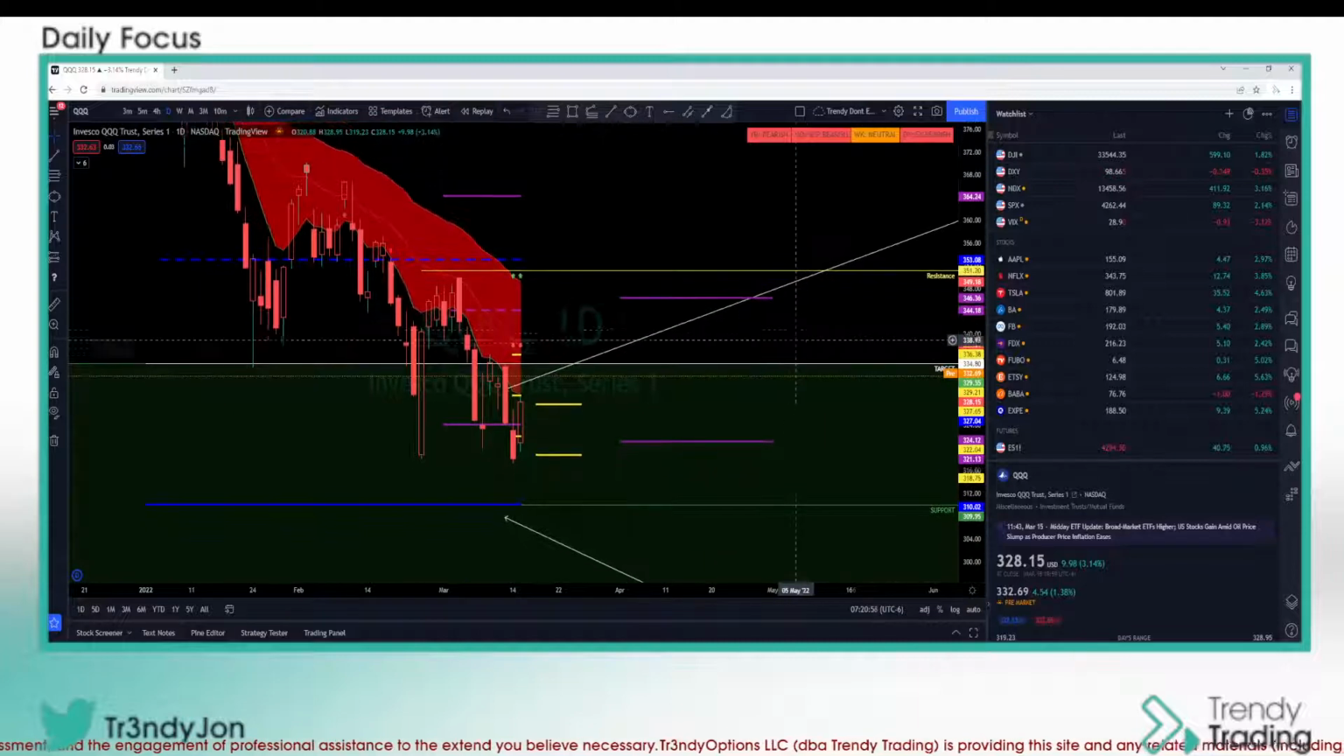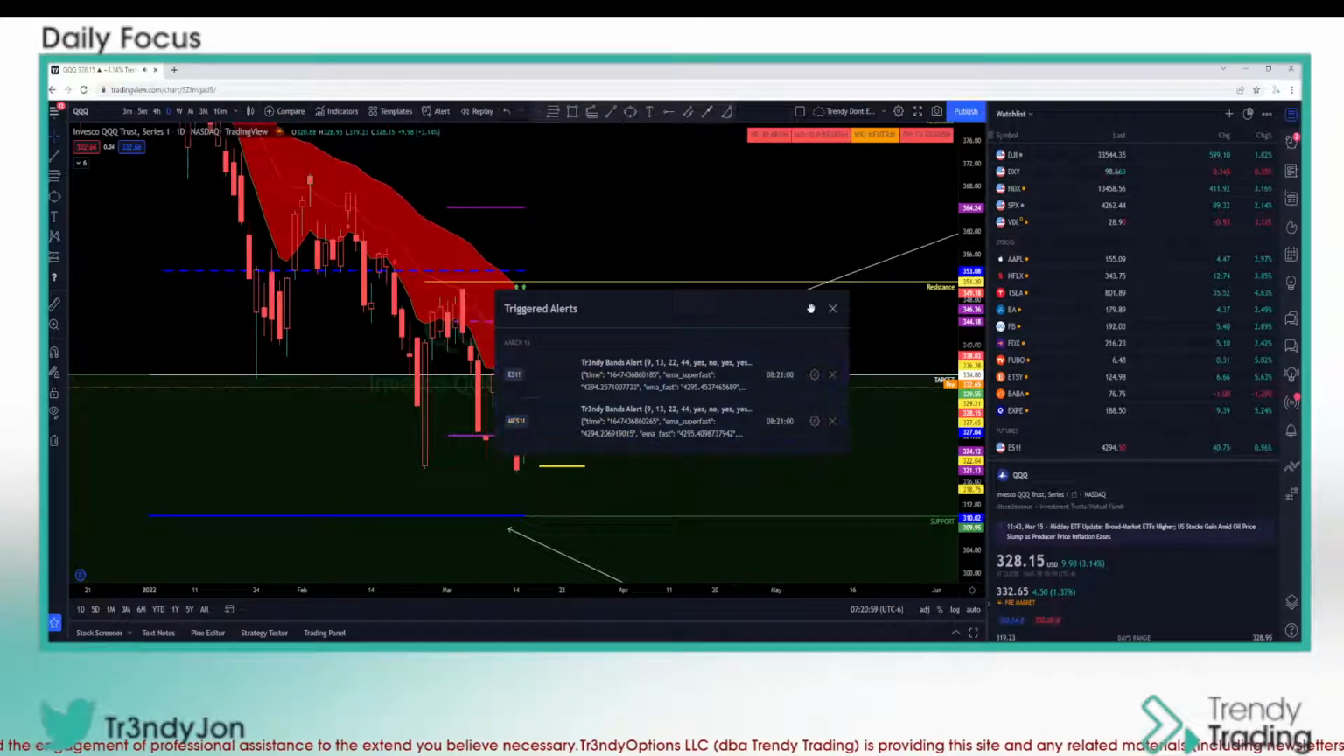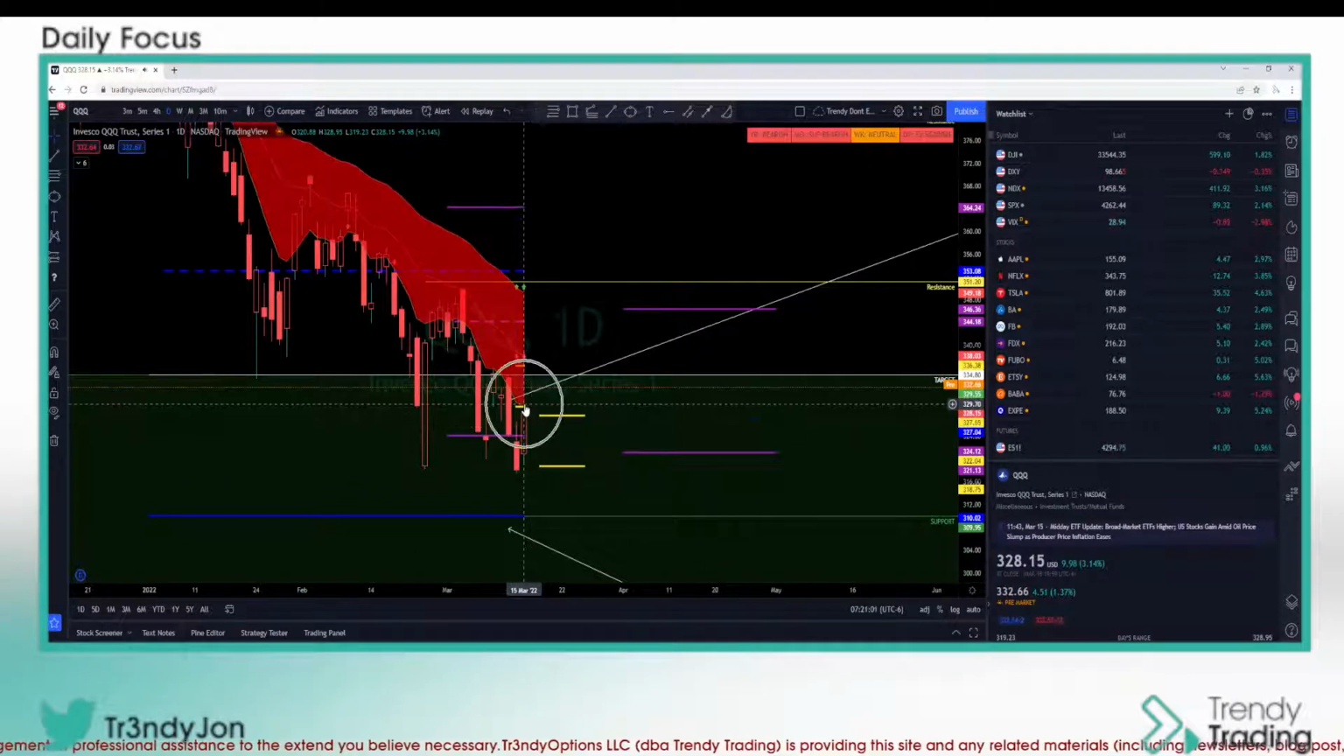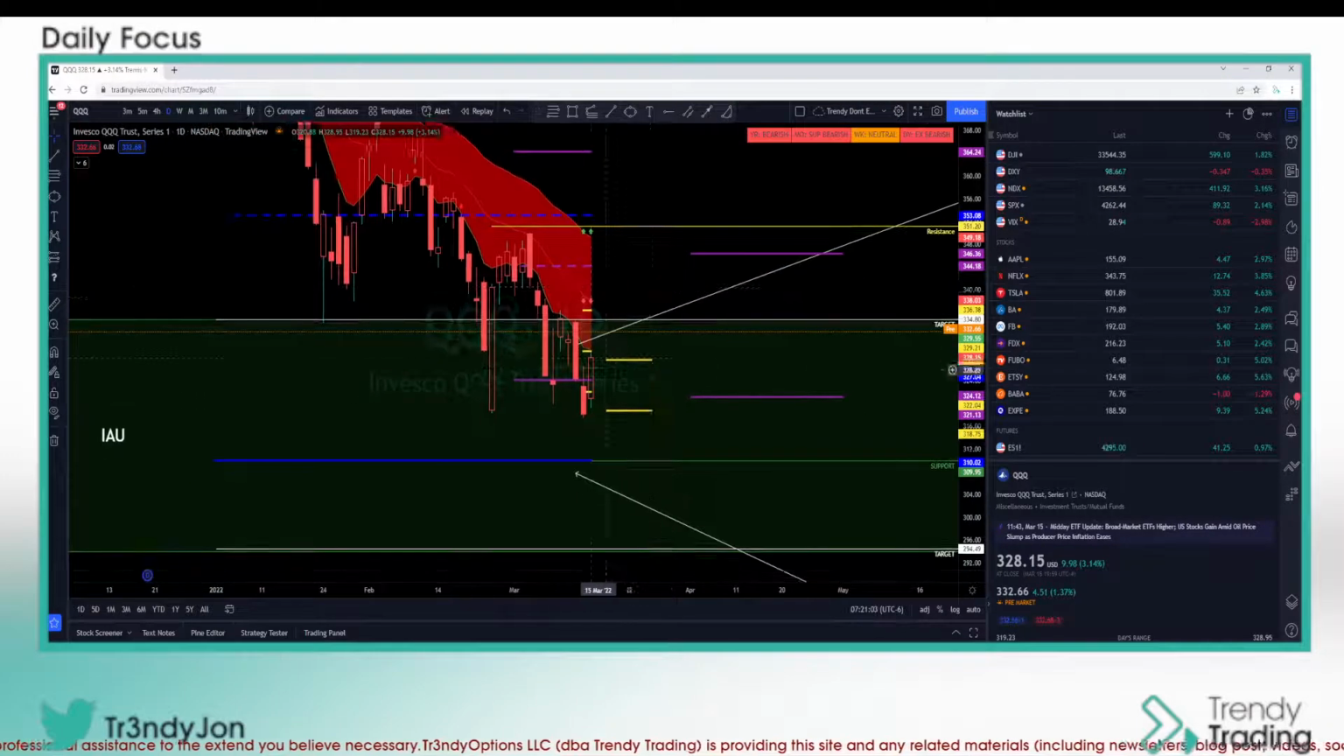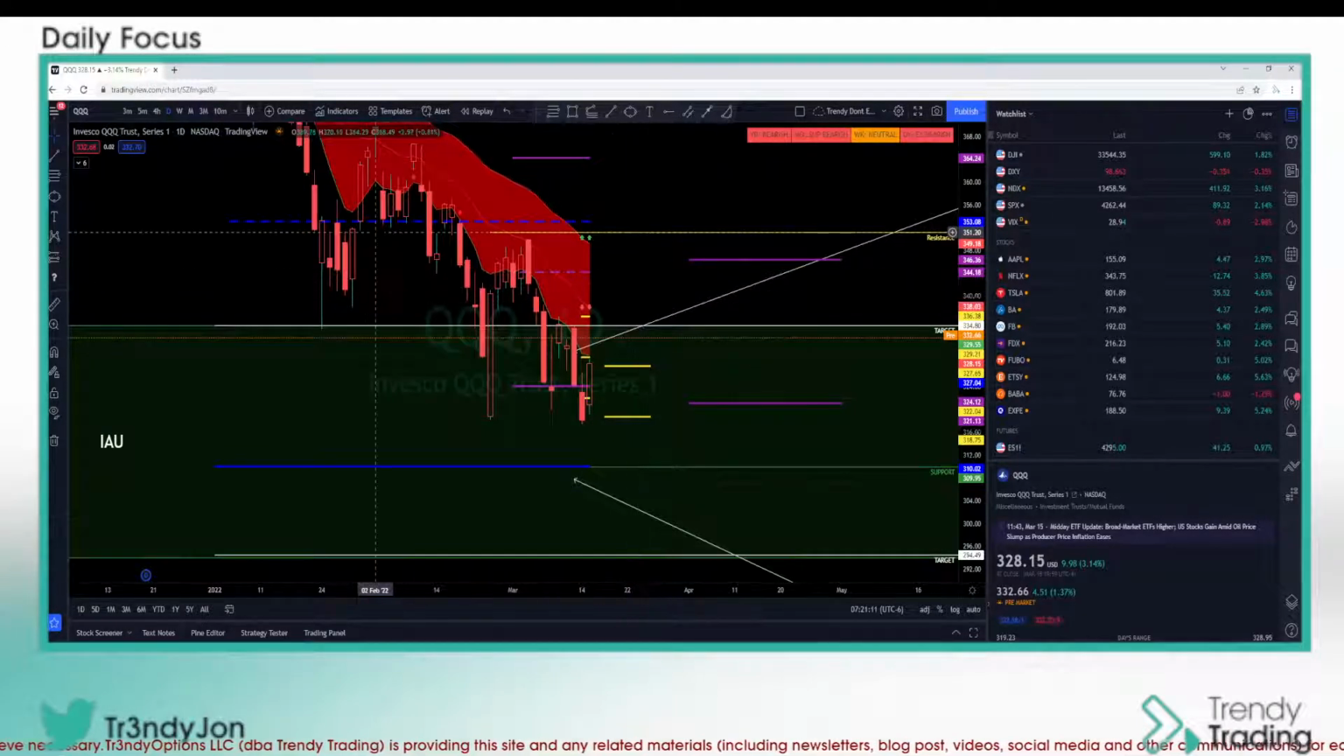No problem. All right. So here is your resistance. And this is now going to be your support. Notice we have a trendy edge in there, that yellow line. So again, it is now confluent with that cloud. So that's going to be our support, and again, around 329.25.